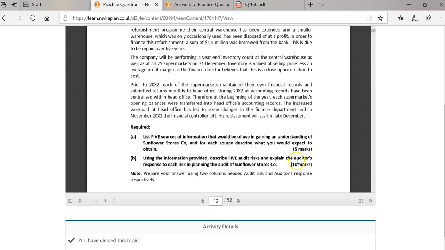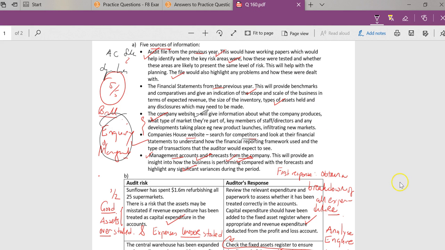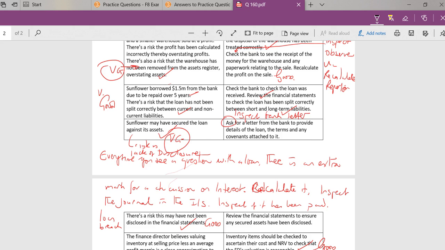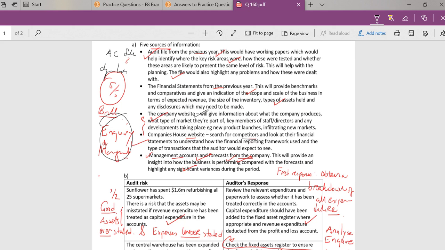The next question asks you to look at some risks. Always the big one. So we're really using a tabular format, which you did very nicely. And let's go through your risks. So what do we have here? I'm just going to change my pen. This is black or gray. So Sunflower 1.6 on this. You've put there's a risk that the asset may be misstated. Not a problem. We can actually be very clear as to what type of misstatement.